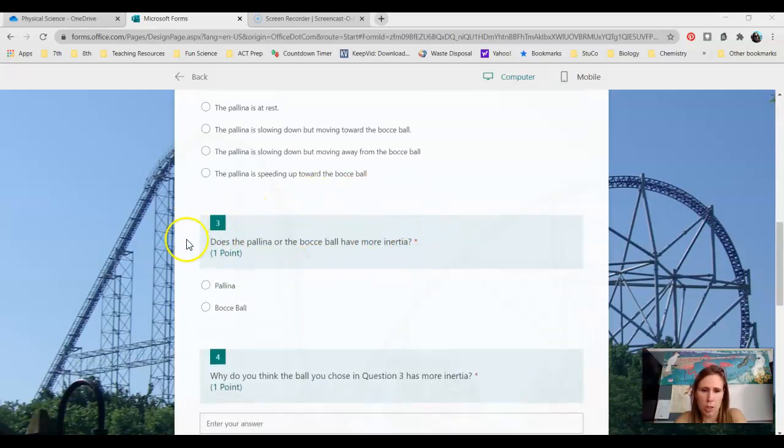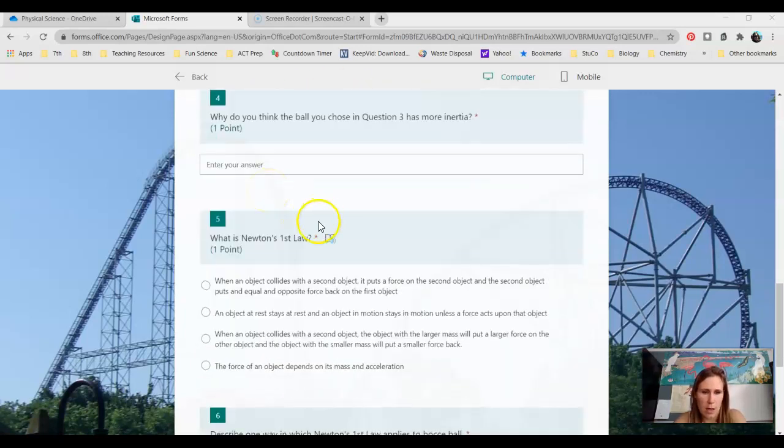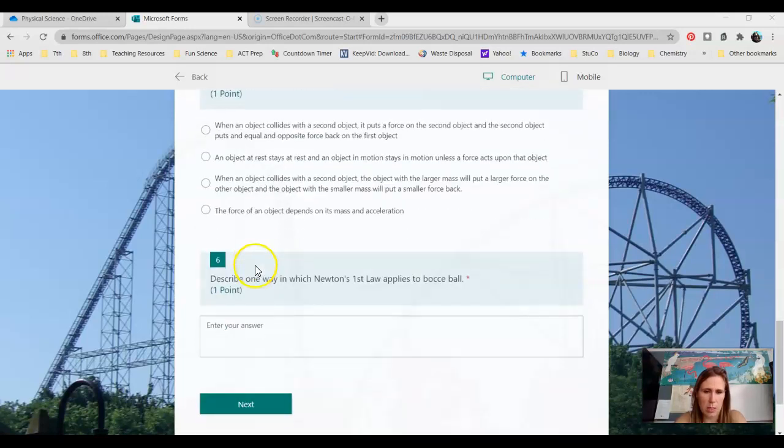We talked about inertia when we talked about Newton's laws. You should have something in your notes about inertia. If you do, go check it out. You can use your notes for this. Why do you think the ball you chose in question 3 has more inertia? So explain your answer to question 3. What is Newton's first law? Again, that should be in your notes. And describe one way in which Newton's first law applies to bocce ball.